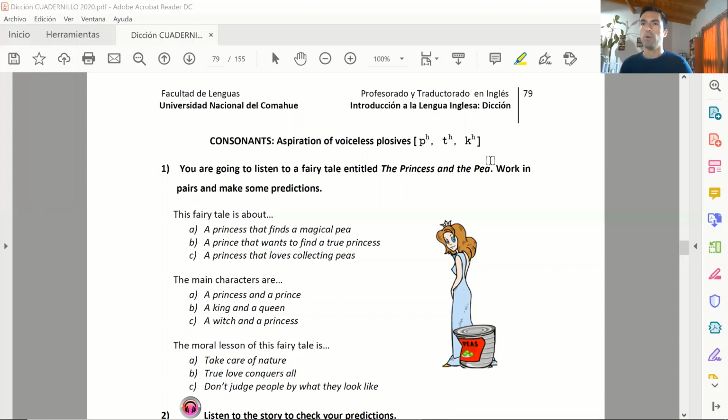This is a very, very old trick. So we have here a sheet of paper. If the plosive sound is aspirated, then I should be able to move the sheet of paper because there is a lot of air coming out. So I say... it moved, so it is aspirated. If it's not aspirated, then it will not move.